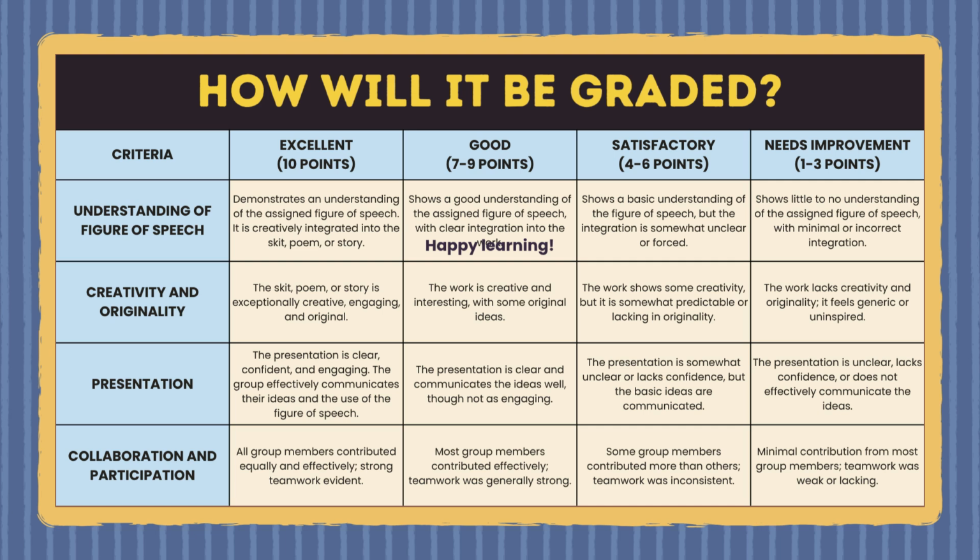Collaboration and participation. Excellent, 10 points: all group members contributed equally and effectively, strong teamwork evident. Good, 7 to 9 points: most group members contributed effectively, teamwork was generally strong. Satisfactory, 4 to 6 points: some group members contributed more than others, teamwork was inconsistent. Needs improvement, 1 to 3 points: minimal contribution from most group members, teamwork was weak or lacking.